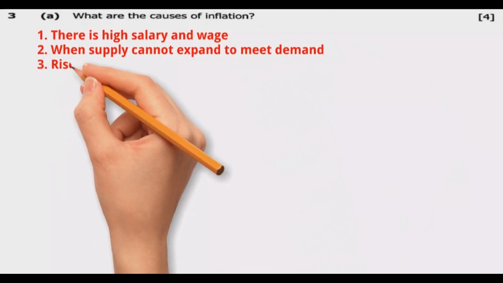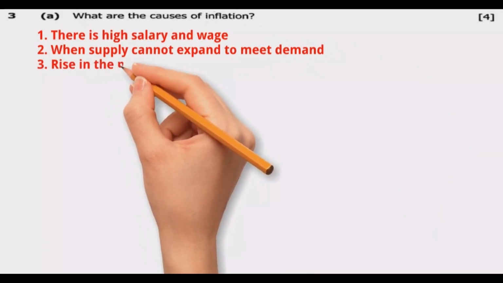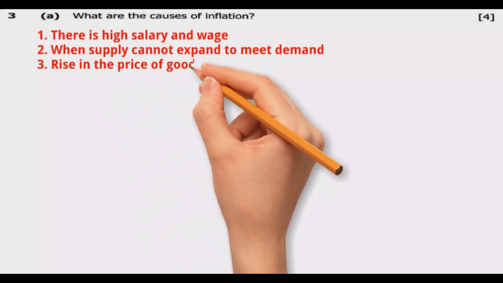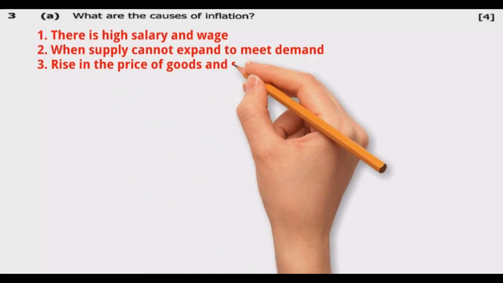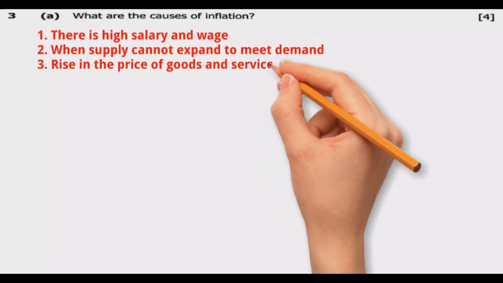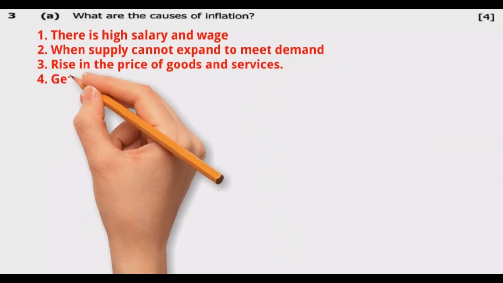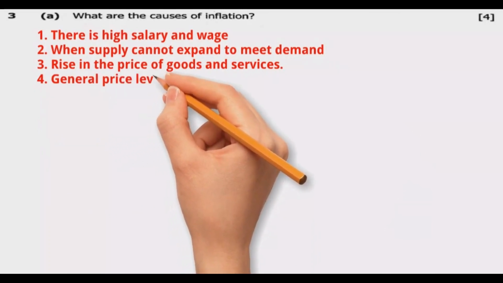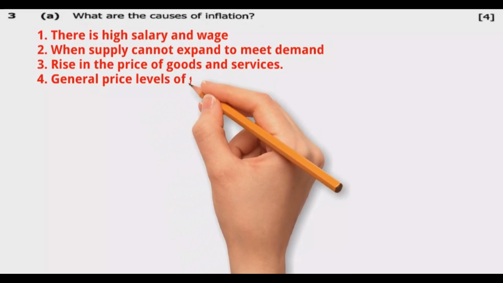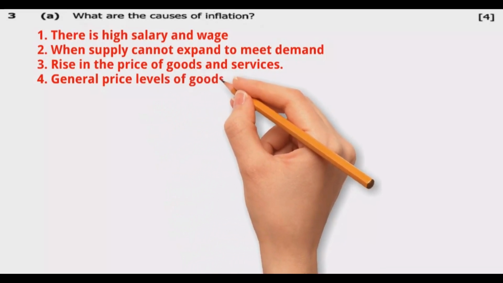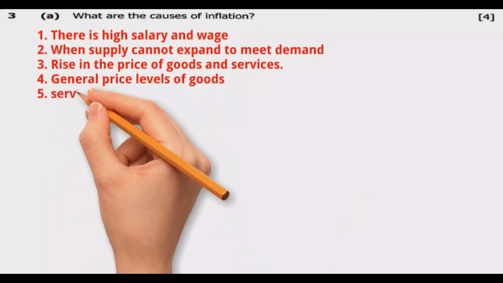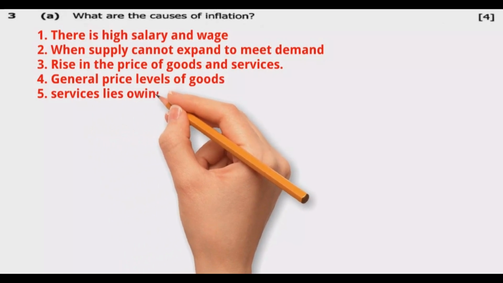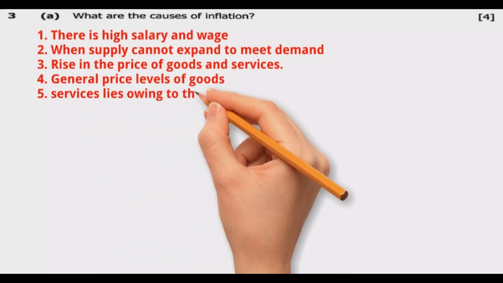Okay, the other one is a rise in price of goods and services. When the price of goods and services have risen, then inflation will take place. Okay, so the general price level of goods, general, not even just one commodity that has increased in price, but everything, the price has increased, then there will be inflation.